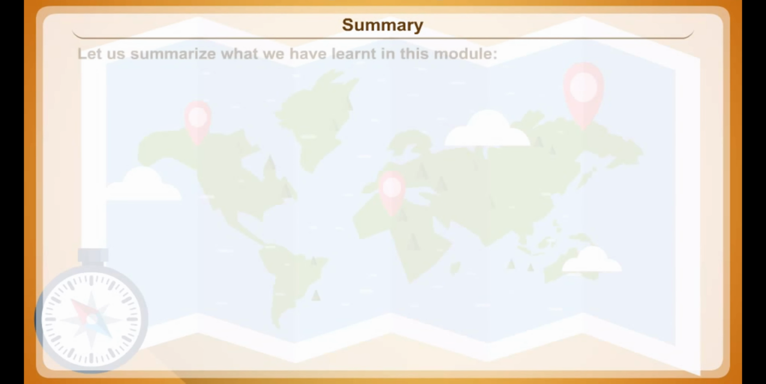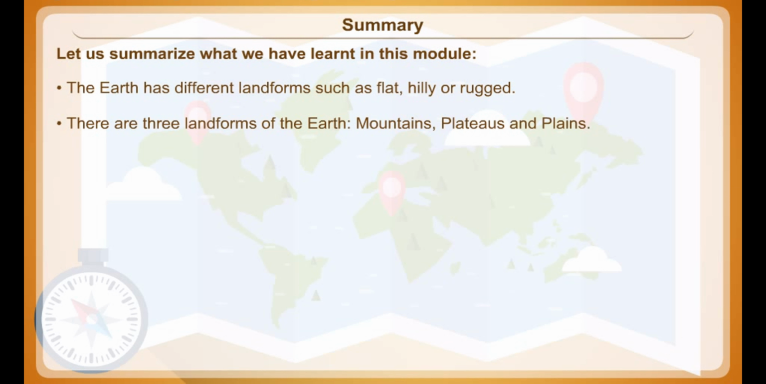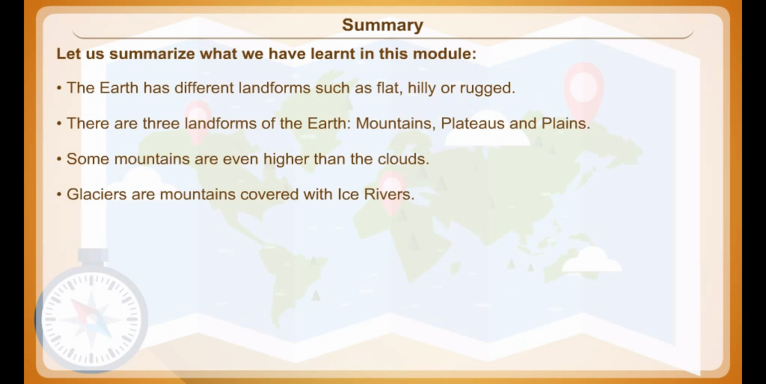Summary. Let us summarize what we have learned in this module. The earth has different landforms such as flat, hilly or rugged. There are three landforms of the earth: mountains, plateaus and plains. Some mountains are even higher than the clouds. Glaciers are mountains covered with ice rivers.